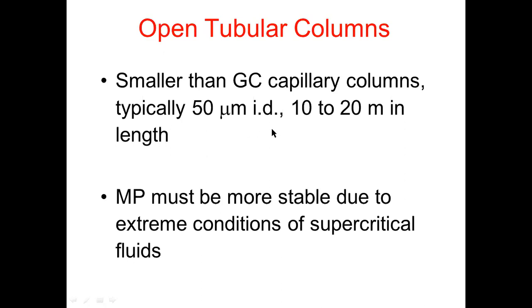As a result of this very low internal diameter of supercritical fluid chromatographic columns, the height of a theoretical plate will become minimum. This is the advantage. And the mobile phase must be more stable due to the extreme conditions of supercritical fluids. You must remember this. The mobile phase must attain stability because of the conditions we are going to regulate during the separation process.